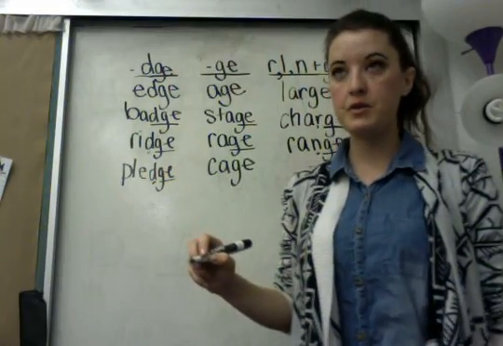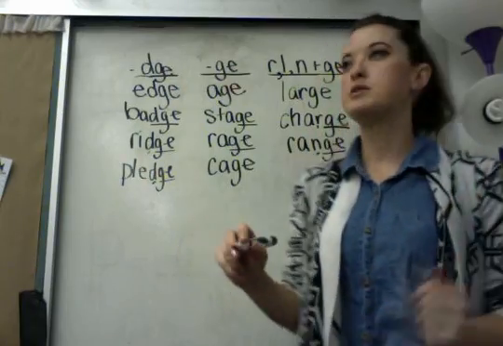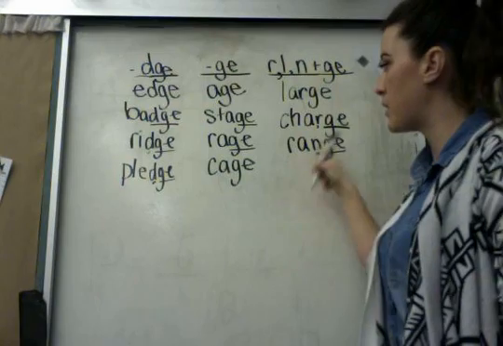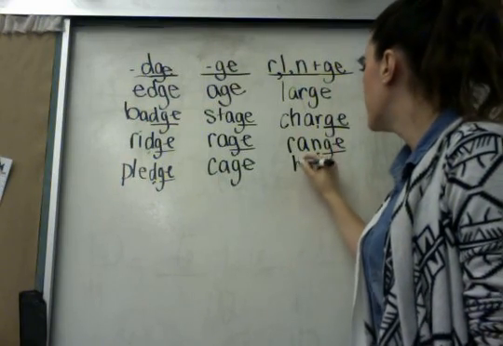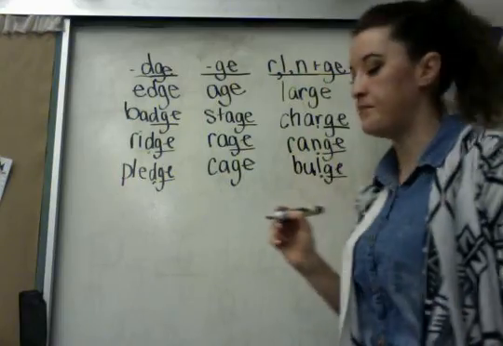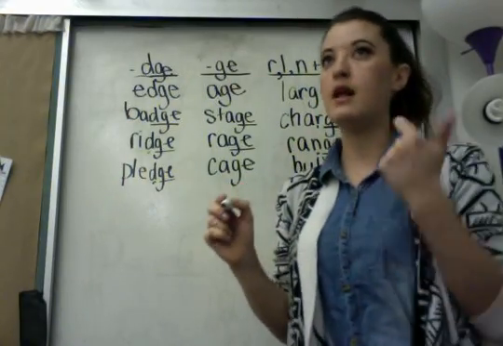Our next word is the word bulge. B-olge. So I hear that ulge at the end of my word. So I'm going to say my bulge under column 3. B-olge. L-G-E.